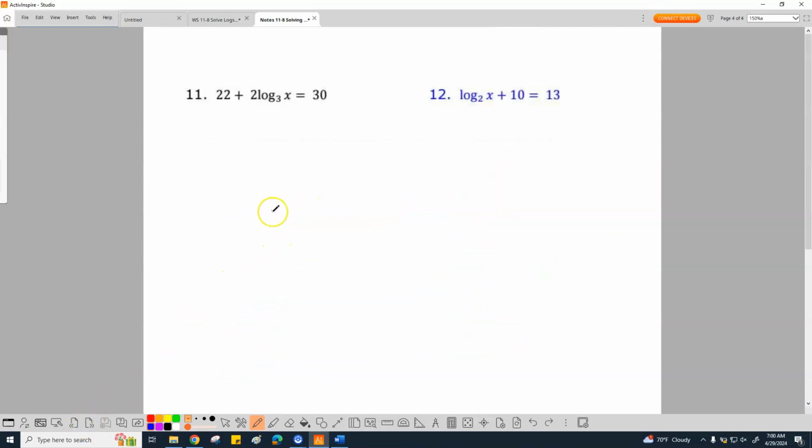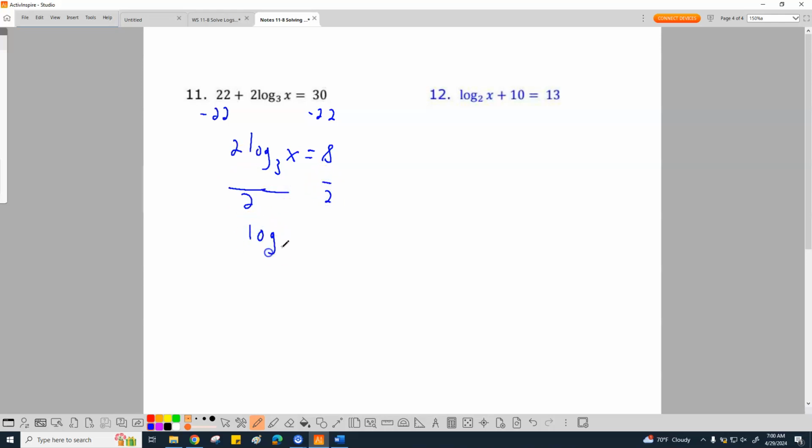I'm going to go ahead and finish this one. This is cool. So you can see that this has more than just a log here. Whenever this is the case, you want to get everything over on one side and the log on the other side. So I'm going to subtract my 22 first, and I'm going to bring it over, and then I have 2 log base 3x equals 8. You see this 2 times log right here? You want to divide this 2 out. It'll be so much easier if you divide the 2 out on both sides.